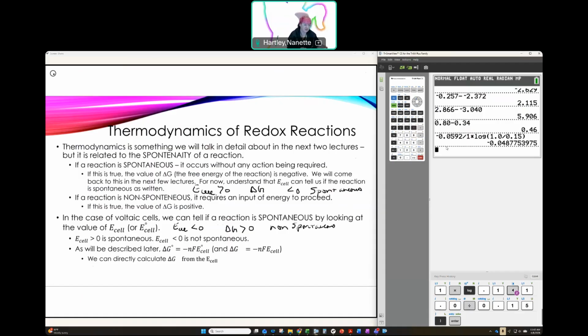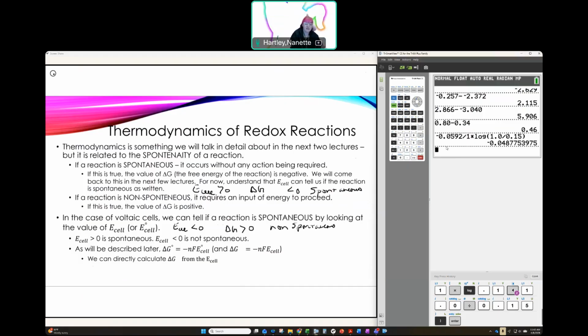It's related to the spontaneity of a reaction based on the energy and the disorder in it. So if a reaction is spontaneous, it occurs without any action being required. If that's true, the value of delta G, the free energy of the reaction, is negative. That is a definition. We'll come back to that.